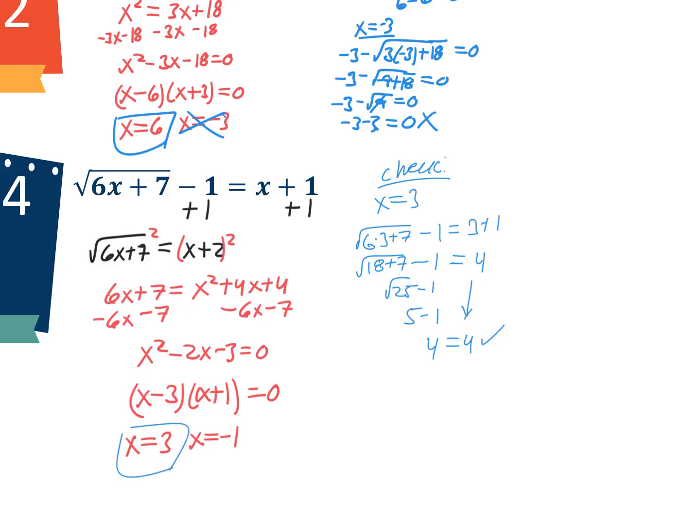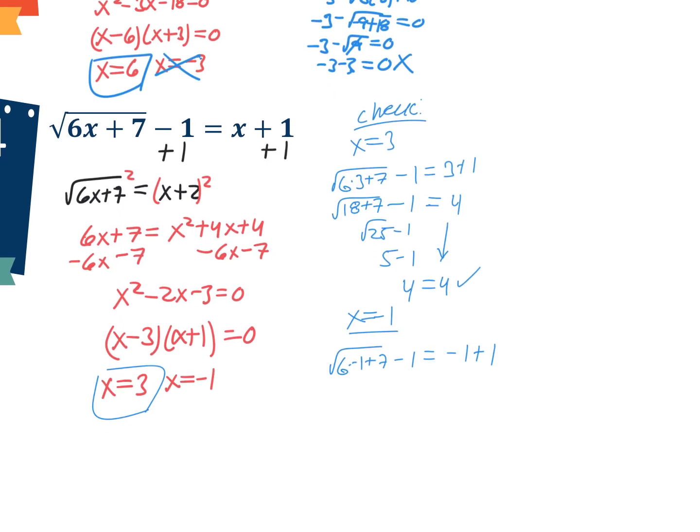Let's try the same thing with -1. So I get the square root of 6 times -1 plus 7 minus 1 equals -1 plus 1. So this is going to get us -6 plus 7 under the square root minus 1. That's the square root of 1 minus 1.